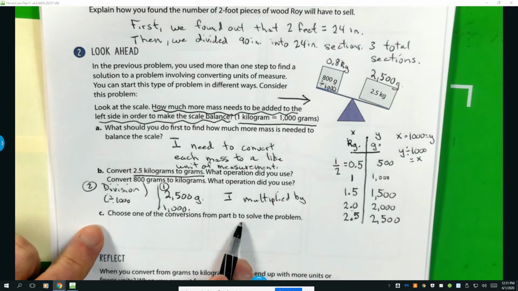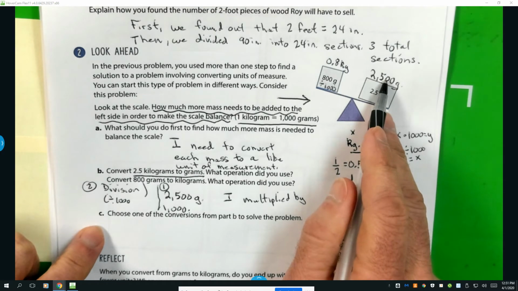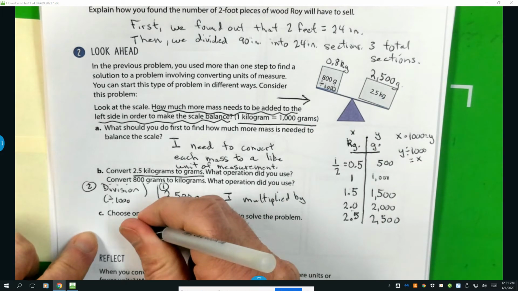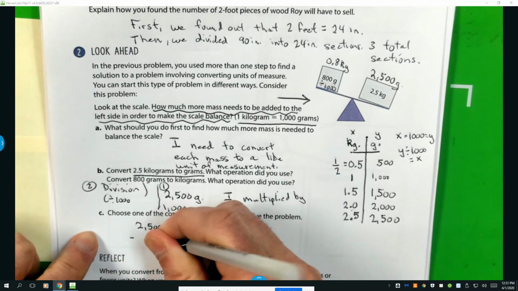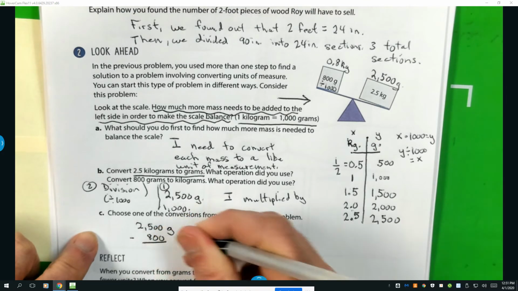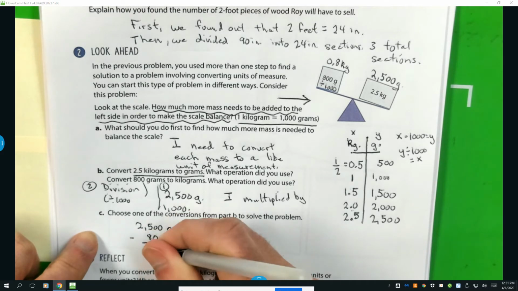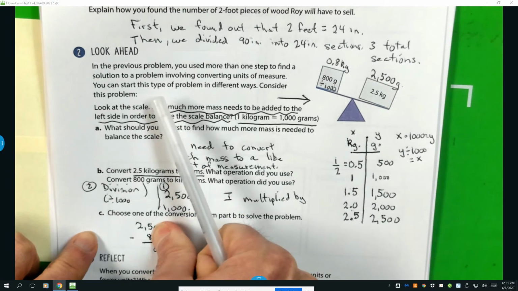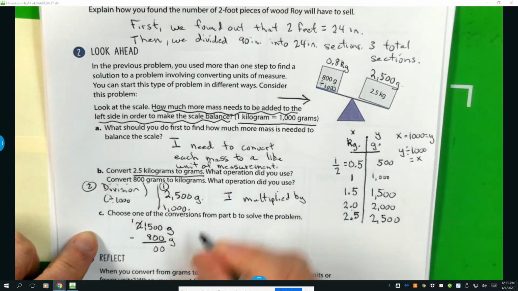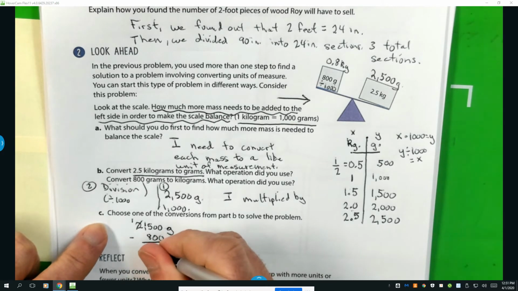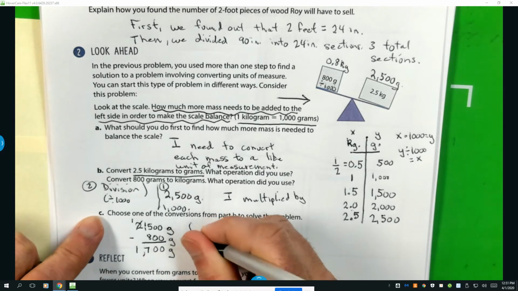Choose one of the conversions from part B to solve the problem. And this is where I was headed with it. I was just going to do 2,500 minus 800. So here's 2,500 minus 800, and this is in grams. Okay, 0 minus 0, 0 minus 0, 5 minus 8 I can't do, but I can do 25 minus 8. Or for some of you, make the 2 into a 1, and that 15, it's the same thing. 15 minus 8 is 7. 1 minus 0 is 1. So we have 1,700 grams.